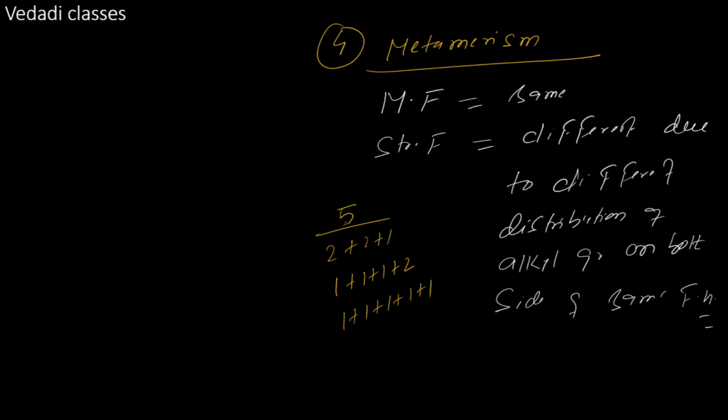Now, in the similar way, suppose I am giving the example of this one. Here we have taken CH3 CH2 O CH2 CH3. What is the name of this one? The name is ethoxyethane.